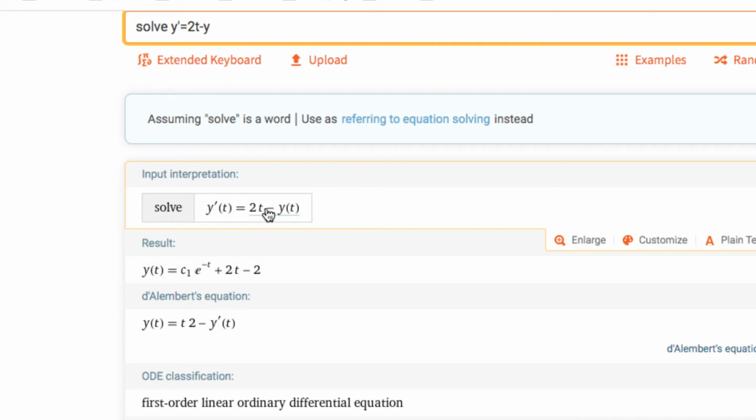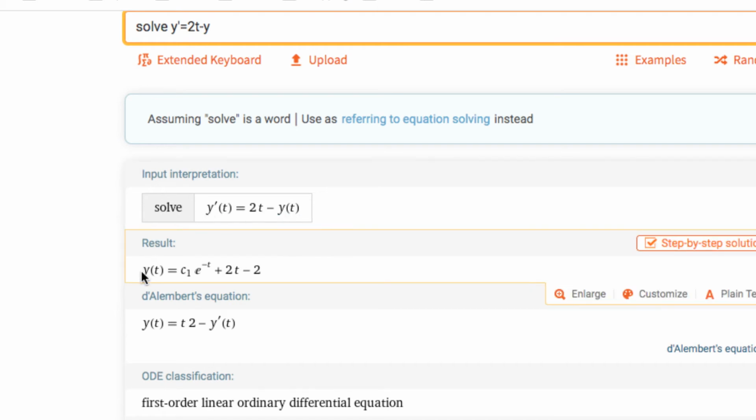So it's just being formal with the function notation, showing that y is a function of t. So this is y prime equals 2t minus y. It's interpreted correctly. The independent variable is t. And then our result is the solution: y of t equals c1 e to the negative t plus 2t minus 2. Now the c1 is the arbitrary constant.